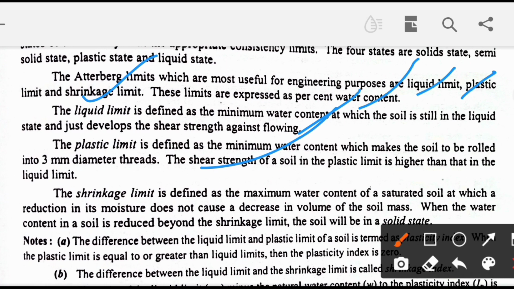The shrinkage limit is defined as the maximum water content of a saturated soil at which a reduction in its moisture does not cause a decrease in volume of soil mass. When the water content in a soil is reduced beyond the shrinkage limit, the soil will be in a solid state.